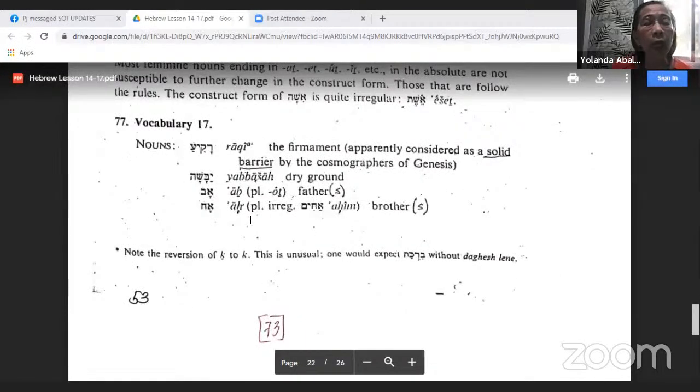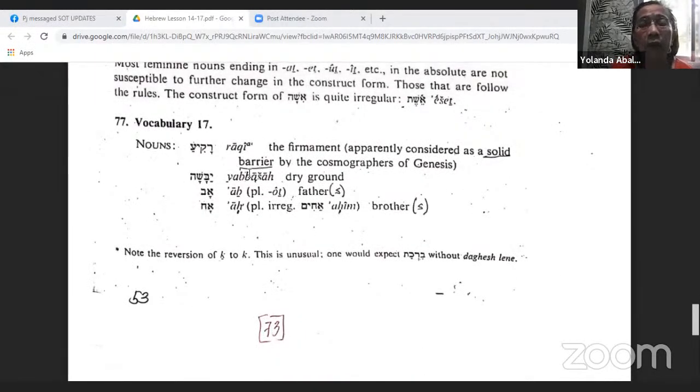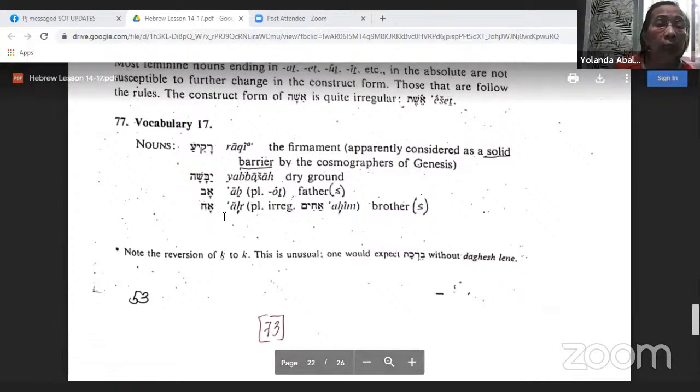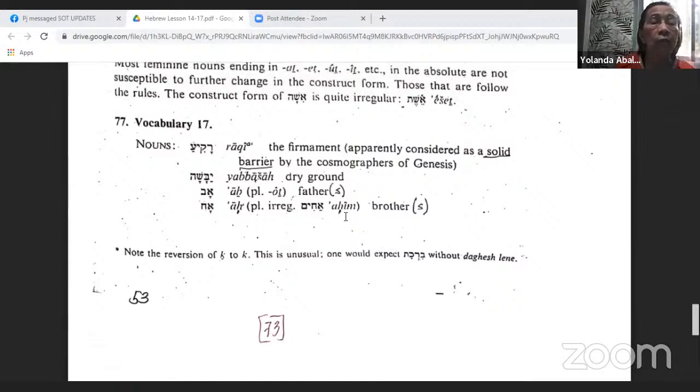We have our vocabularies, rakia. Rakia is a firmament. Katulad ito ng sky. It is a solid barrier used by cosmographers of Genesis. Yabasha, a dry ground. Av, father. Avot, fathers. Ach, brother. Achim, brothers. Yeah?